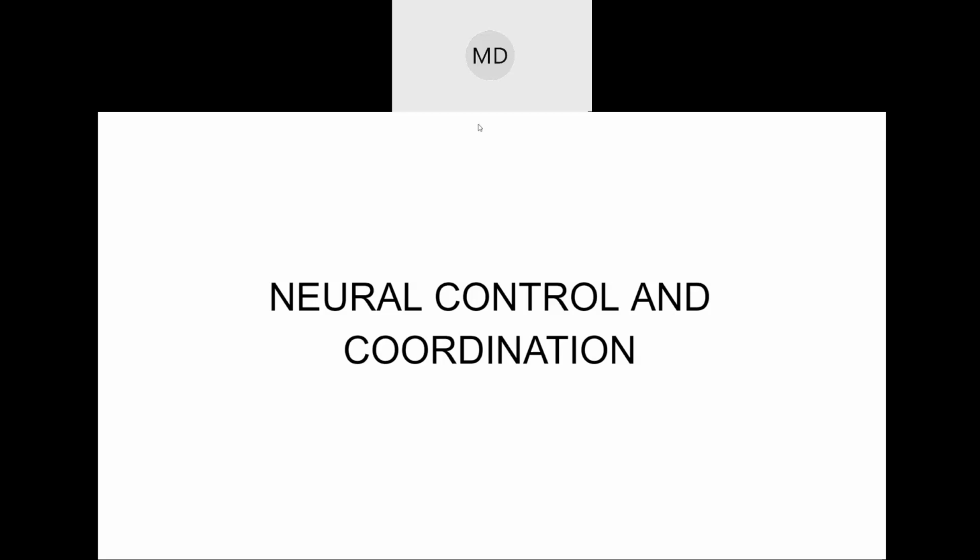Okay, last chapter we discussed chemical control, right? Chemical control was about the hormones. That day I told you that in our body there are two systems under control and coordination.